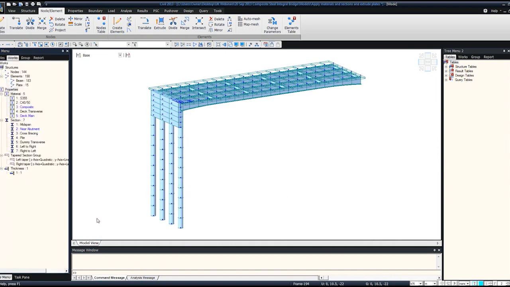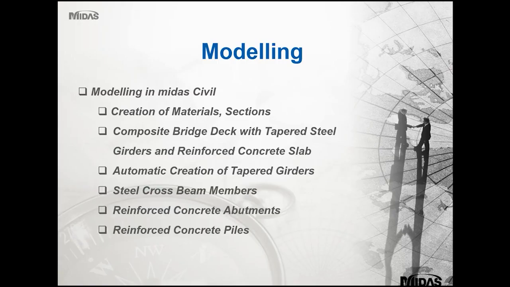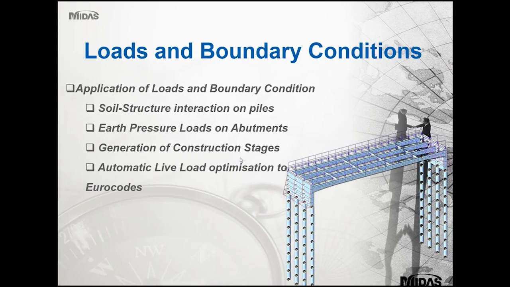Now we're going to do the soil structure interaction for the piles. So we're going to go quickly back into the presentation. So these are the loads and boundary conditions we're going to put on the structure. So it'll be the soil structure interaction of the piles that I just previously mentioned. We're going to do the earth pressure on the back of the abutments, and we're going to have the generation of construction stages, and do the creep and shrinkage effect as well, encompass that. And we'll have the automatic load optimization to Eurocode as well. So I'll just go back into the presentation.